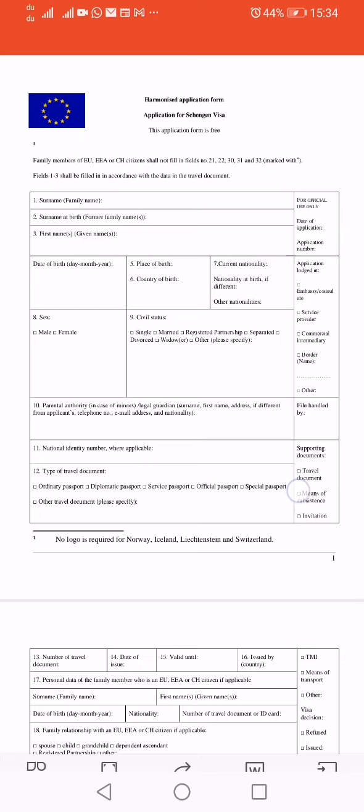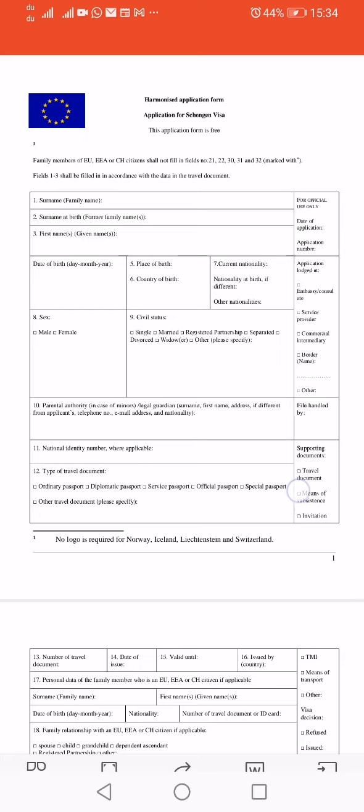Then the 7th question, your current nationality. Like if you have stayed in another country for a long time and maybe acquired a passport there, you should also put it there. But if it is your original country of birth, you have to put it as your current nationality. Then question number 8, they will ask you whether you are male or female. So you have to tick whether you are male or female.